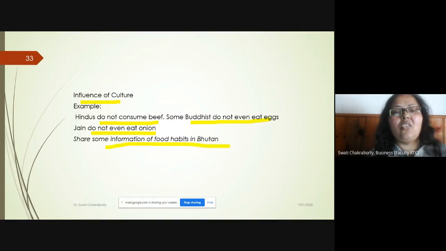For your homework, provide some information on food habits in Bhutan, right?